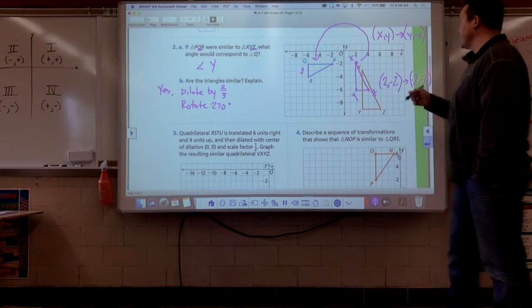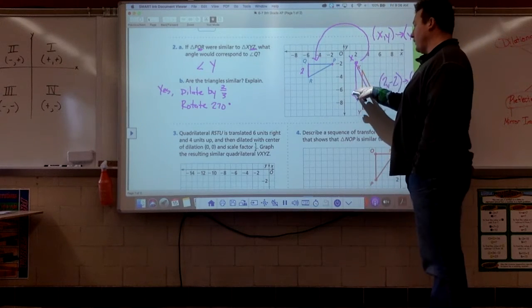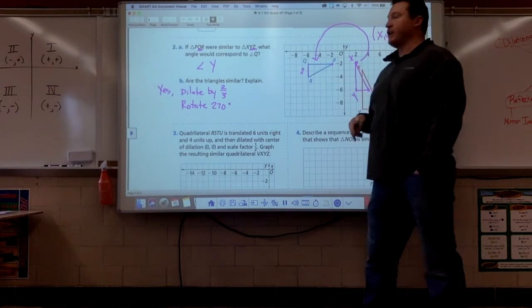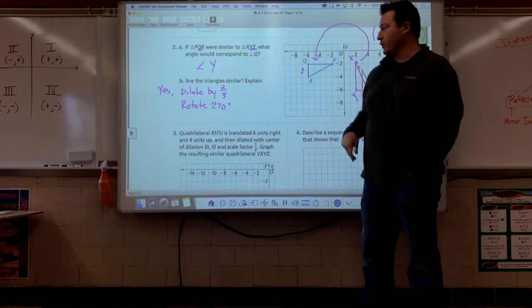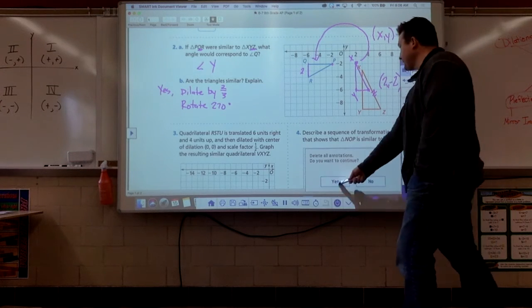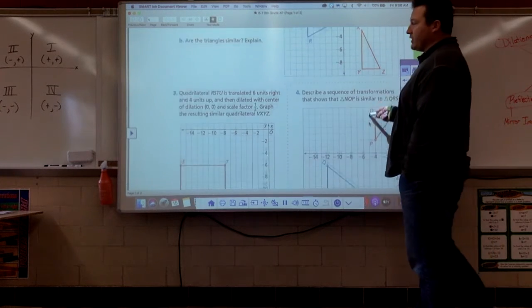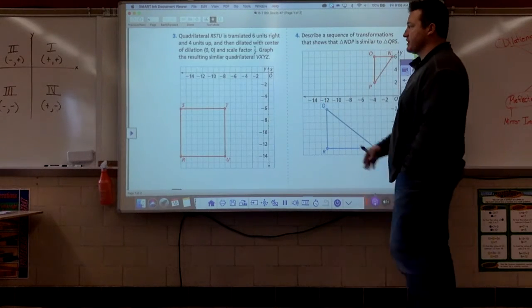Boom. There we go. So this guy's good. We could rotate the other 2 points as well, Y and Z. They're both going to turn in here to Q and R. So there's our 2 moves, gang. Dilate 2/3, rotate 270. We are good to go. That is awesome. Again, these questions take a little bit longer. So just because they're going to take longer, don't give up on us here.